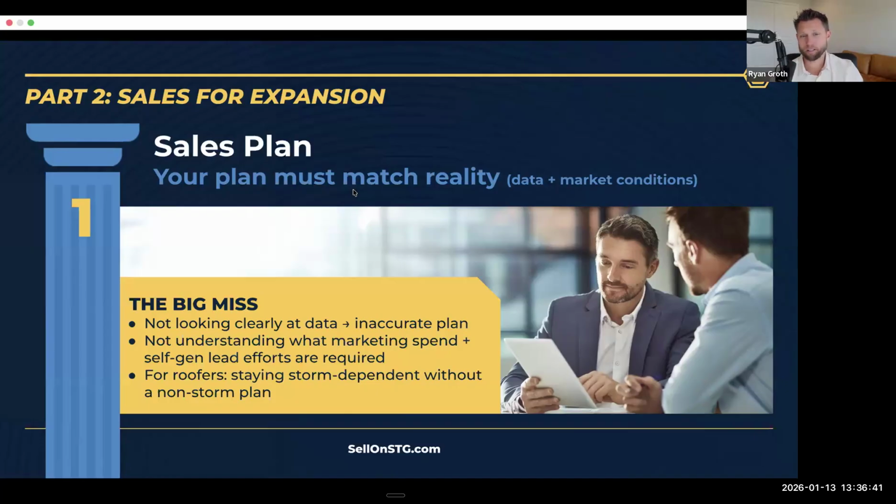First off, your plan must match reality. Just joking. Yeah, your plan must match reality. So you've got to look at market conditions, you've got to look at your data. You need to look clearly at it.